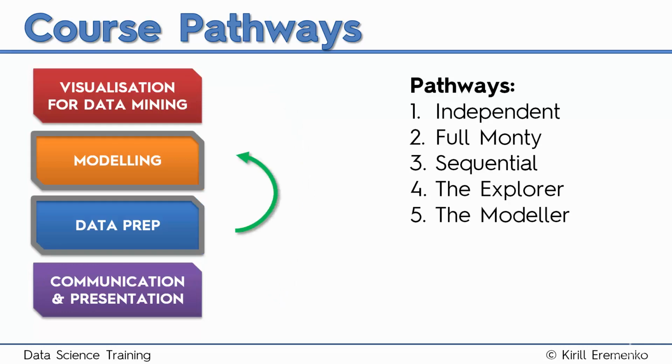Pathway number 5 is called the modeler. So this pathway is for people who are tasked in their daily jobs to create models and deploy them. So once you already have knowledge of what goes into the model, for instance, you might be working in a bank and you already know how your credit scoring model works. So all you need to do is prepare the data, load it into a database, and then build the model for that credit scoring system.